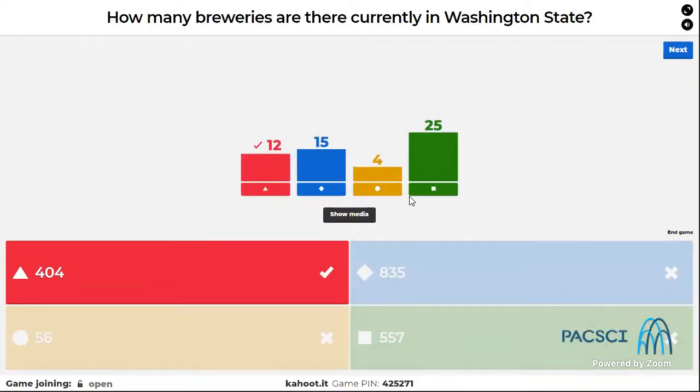A good even split. The correct answer is in fact 404. Our friends at Fremont Brewing indicated that the current count is 430 Washington brewery locations, but the actual number is 404 because of the brewery names. For example, Fremont has 2 brewing locations and Ram has 5 locations. The number we went with was 404. This was a tricky one.